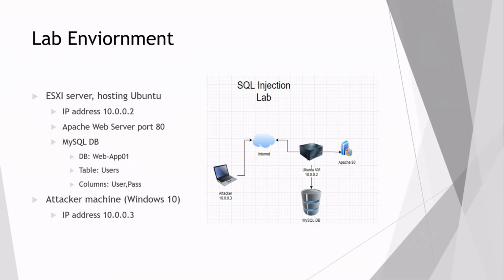And then the other service that we're going to host is going to be the MySQL database. Inside of there, we're going to have the database named webapp01. The table is going to be users, and then the columns, which are going to store the username and the password. And then lastly is obviously the attacker machine, which is just a Windows virtual machine, with the IP address 10.0.0.3. With that being said, in the real world, obviously we wouldn't be using private IPs, we would be using public IPs, considering everything will be going over the internet. But for a lab environment, this works out perfect.